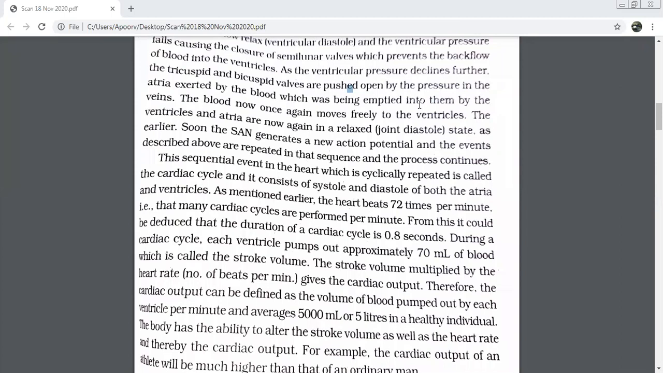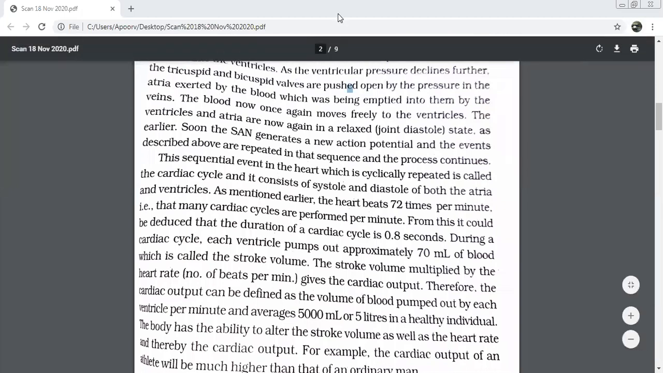The heart beats how many times per minute? 72 times per minute. Next question from this paragraph, the sequential event in the heart which is cyclically repeated is called the cardiac cycle. The cardiac cycle consists of systole and diastole.